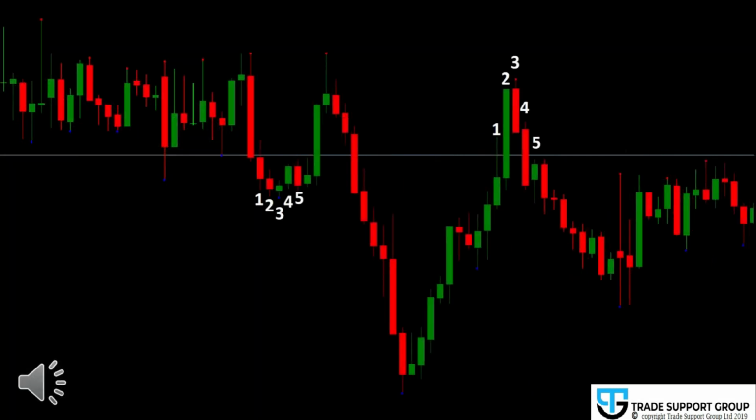Since fractals are 5-bar patterns, let's break them down to help you understand them a little better. In this slide, you can see the 5 candlesticks that are labeled. On the first set of candlesticks, notice that candlestick number 3 has the lowest low point of the 5 candlesticks.